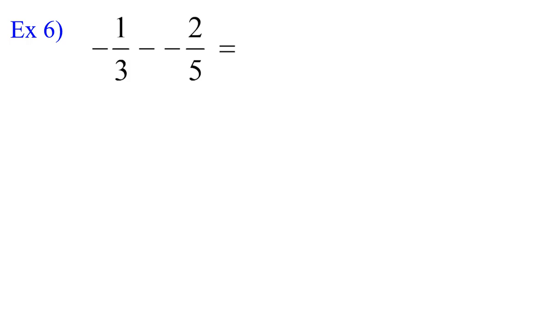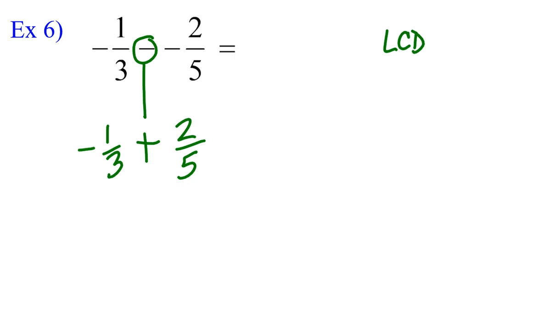So here we have negative 1/3 minus negative 2/5. So what I need to do is change this subtraction sign to an addition sign. So I have negative 1/3 adding, instead of negative 2/5, the additive inverse, positive 2/5. And I need now to find a least common denominator. The least common denominator for this problem happens to be 15.